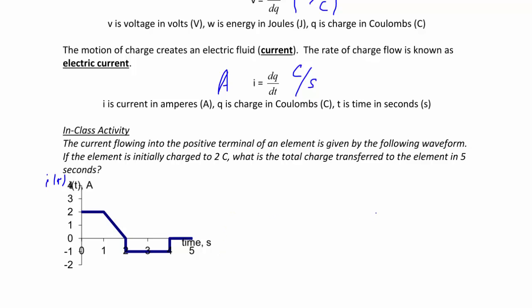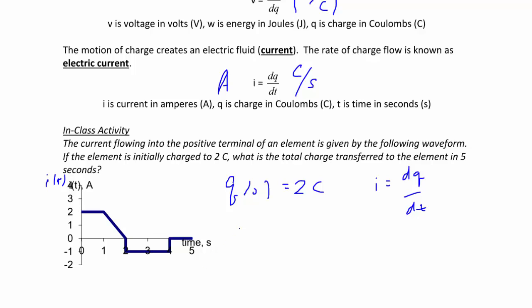The current flow into the positive terminal of an element is given by the following waveform. If the element is initially charged to 2 coulombs, that means q(0) is equal to 2 coulombs. What is the total charge transferred to the element in 5 seconds? Now we just discovered that i is equal to dq/dt. However, we are given current and we want to find charge. So the way to do that is to integrate this equation.